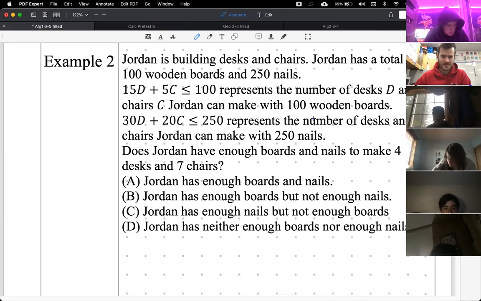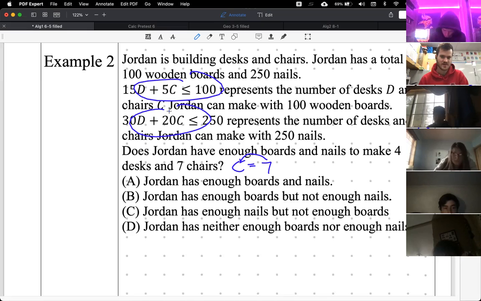So the way that I would go about this is I would make sure that I have my variables correct. D is desks, so when it says 4 desks, that means capital D is equal to 4. I'm going to plug in 4 in the space of D. And same thing over here, 7 chairs means capital C is equal to 7. I'm going to be plugging 7 in for the spot of C for each of these inequalities. They both have to work because otherwise the problem doesn't make any sense. If one of them doesn't work, then you don't have enough.